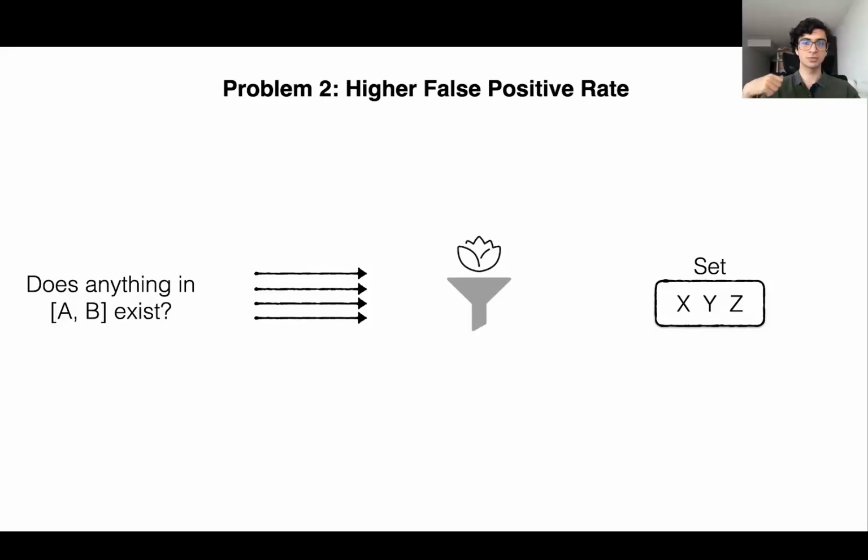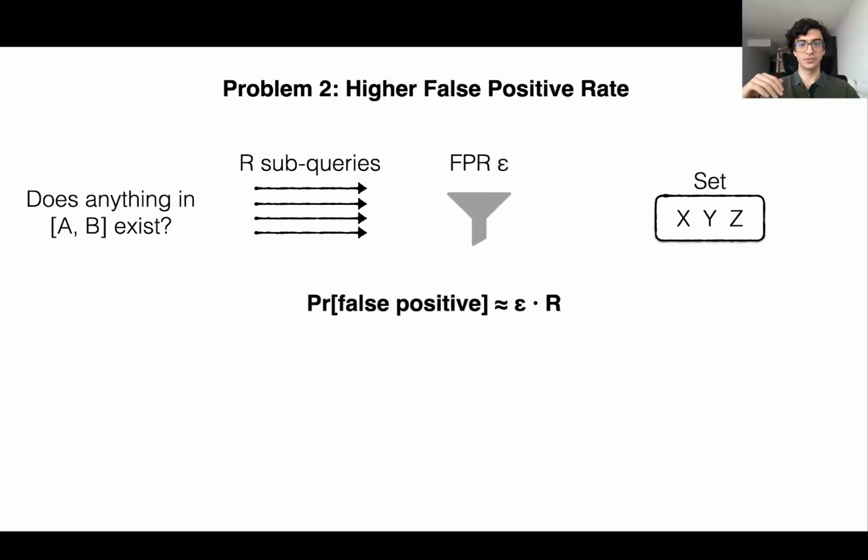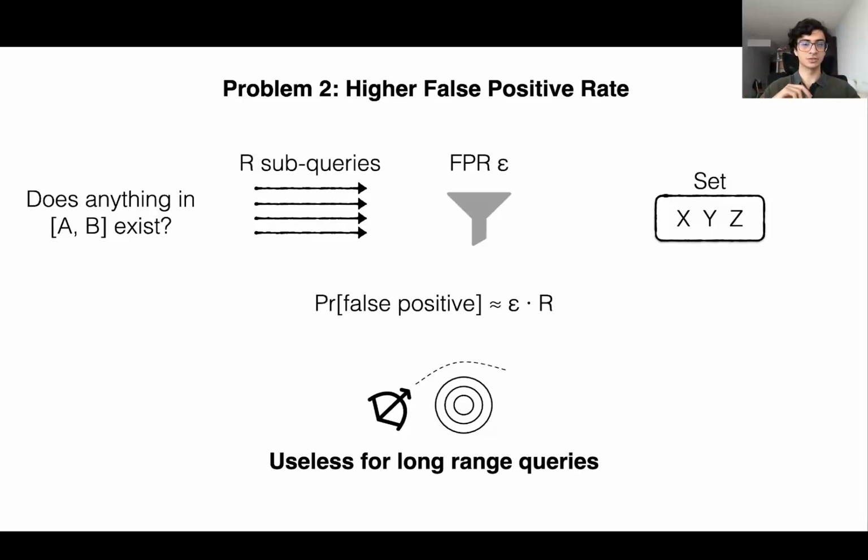The second problem is that this approach has a higher false positive rate than what you would usually expect. In particular, if we start with a false positive rate of epsilon and we issue our subqueries, we can show by a union bound that the false positive rate is going to be r times higher than the base false positive rate. It's going to be epsilon times r. This effectively means that the filter is going to be useless when we have long range queries, because the false positive rate is going to be driven all the way up to 1, and we're simply going to return true for every single query, irrespective of what the query actually is.